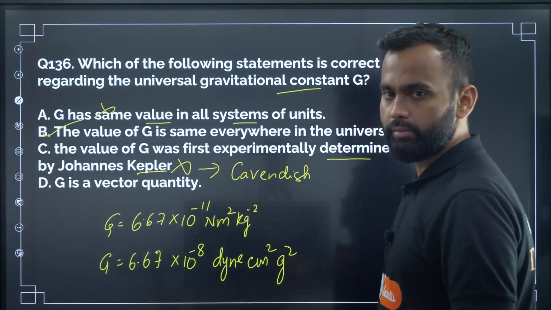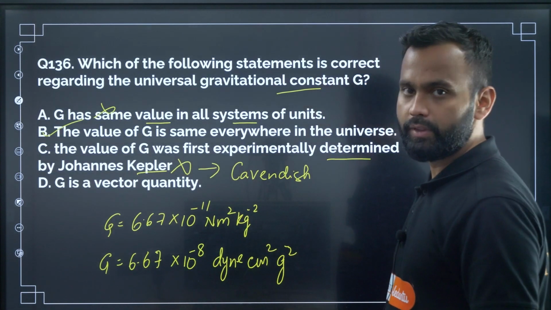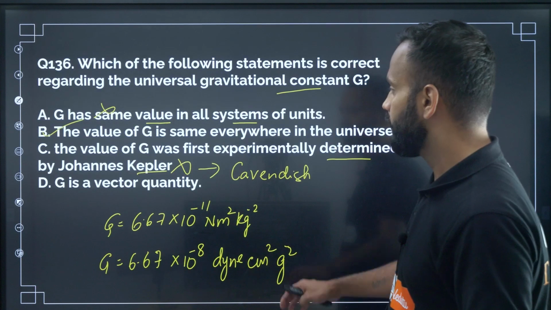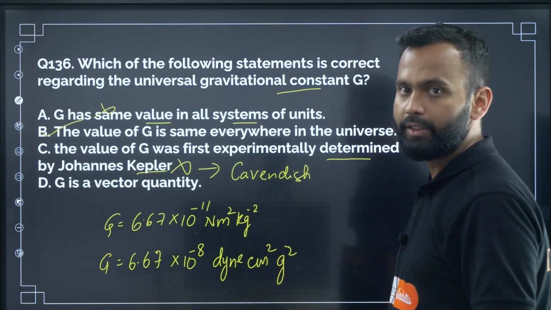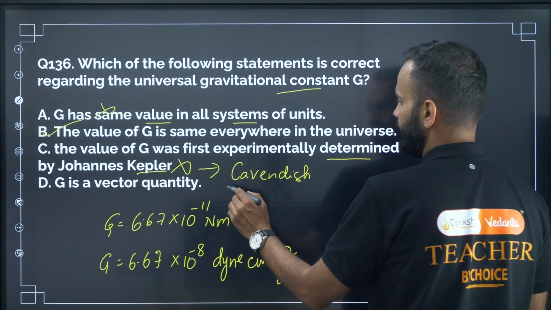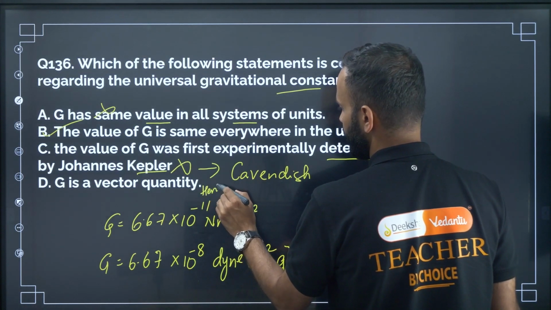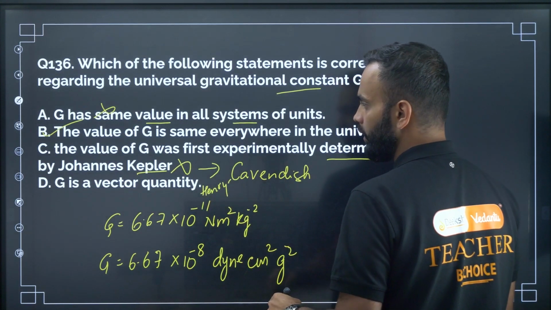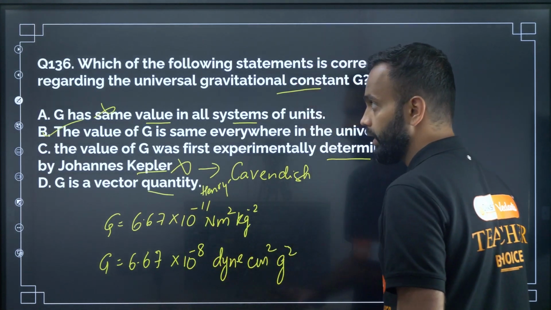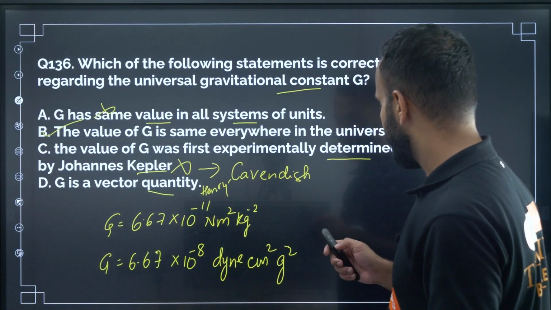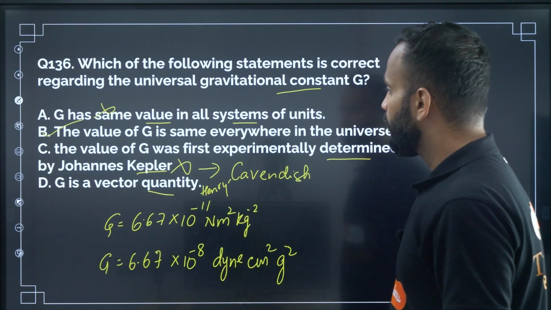Okay, so in Cambridge University, they have a separate laboratory, and they named it after him only. So the Cavendish, Henry Cavendish. Okay, and then option D, G is a vector quantity. Wrong, it's a scalar quantity, right? Yeah. I hope everybody understood.